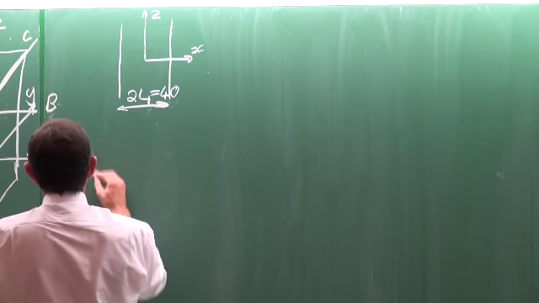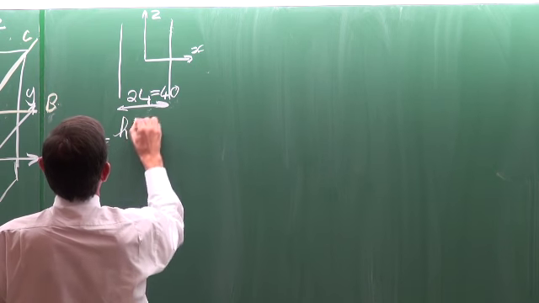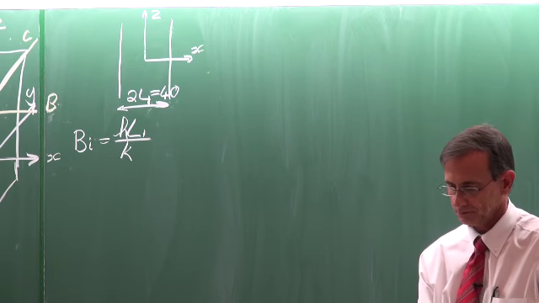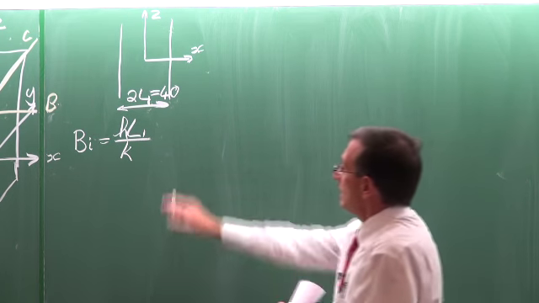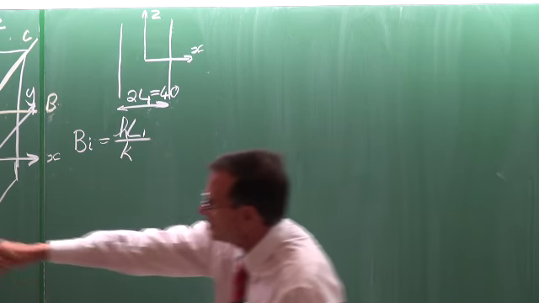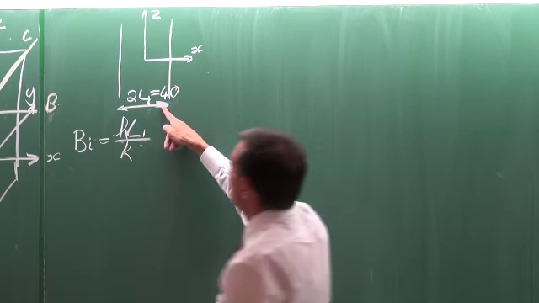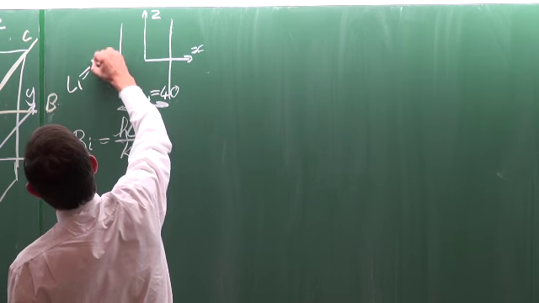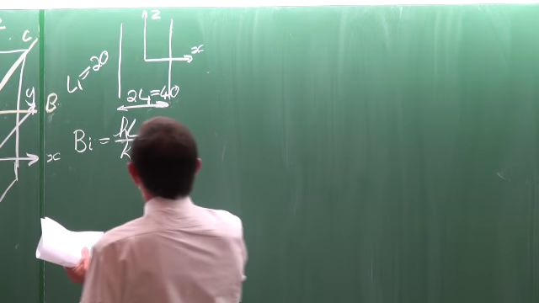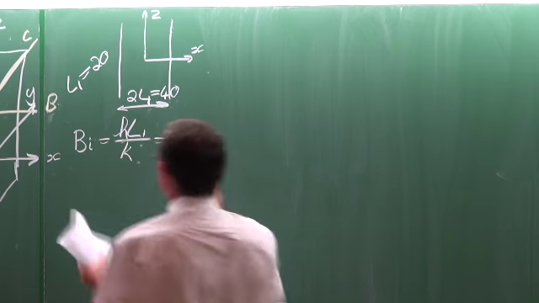Now for this problem, we need to calculate the Biot number, which is equal to the heat transfer coefficient multiplied by L1 divided by K. I'm not going to fill in everything because it's elementary. Let's go through it quickly. The heat transfer coefficient is 12. L1 is now 20 millimeters, you agree? And the thermal conductivity is 2.22. So if you calculate the Biot number, then it is equal to 0.1801.